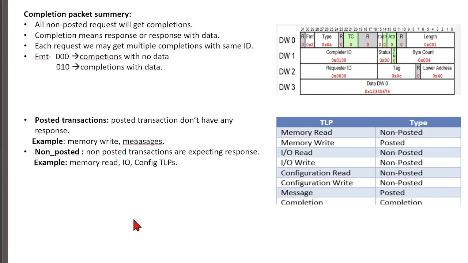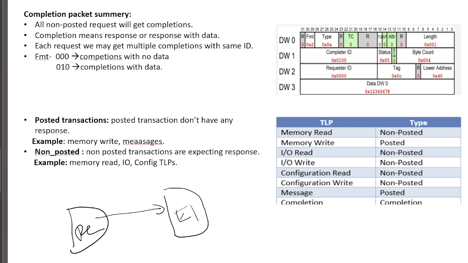One more point I need to explain is completions. Completion means it's a response. Let's take an example: this one is RC, this one is an EP. You are sending the request on the transmitting link, and you will get the response on the receiver lanes. Let us take configuration as an example. Here I mentioned configurations are non-posted, so you will get a response.